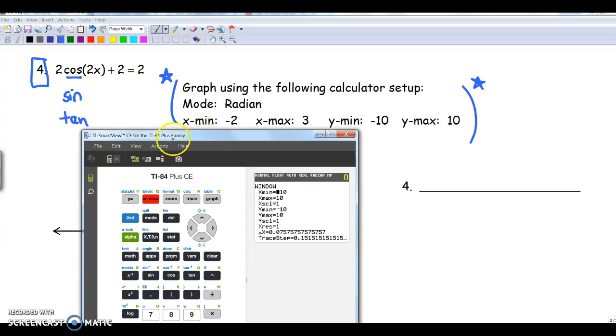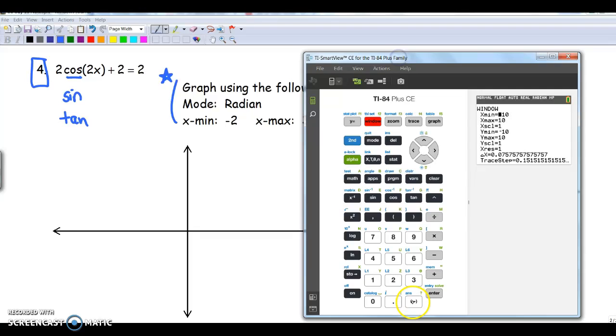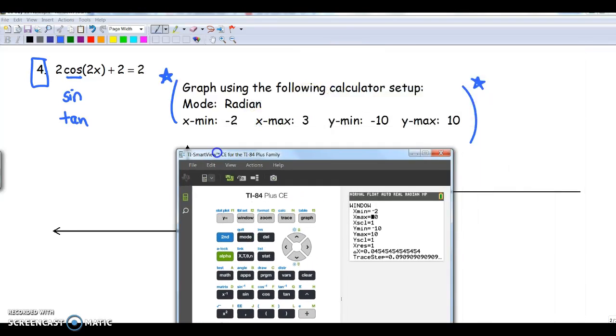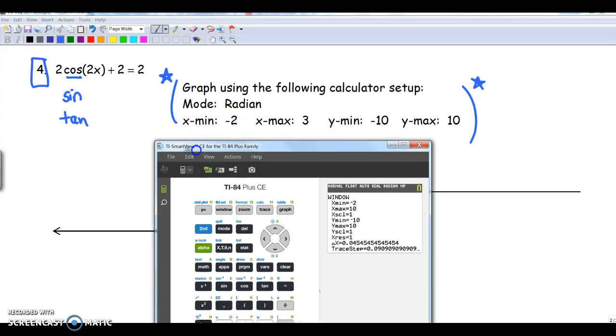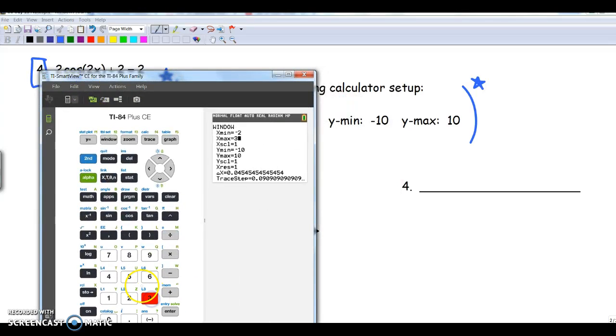Your window x min is -2, x max is 3, and then y min is -10, y max is +10. If you need to go back to the standard window, you can either remember your mins are at -10 and maxes are at +10, or you can do zoom 6. Zoom 6 resets your window to the -10, +10 setting that I just said.